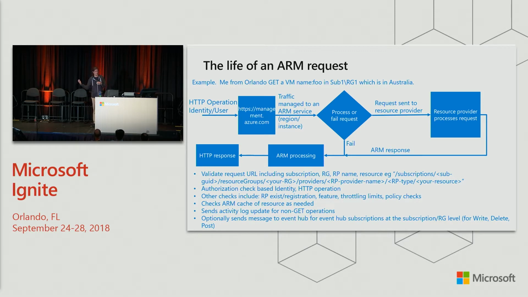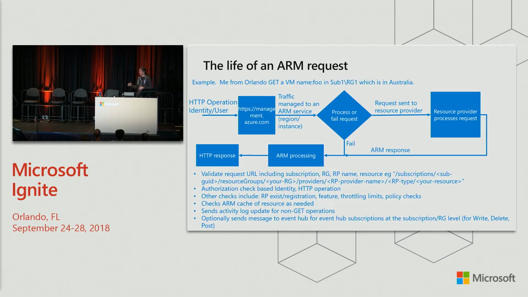In this case, it would forward that request to the resource provider for compute in the Australia region it was in. Then the response would come from the resource provider, flow through the ARM front door, and be sent back as the response. So that's the life of a simple request. Activity logs are sent to the activity log for any non-getter operation so that you can see the tracking of that. They can also optionally be sent to Event Hub. So that's the life of an ARM request, and that happens 3 billion times per day.